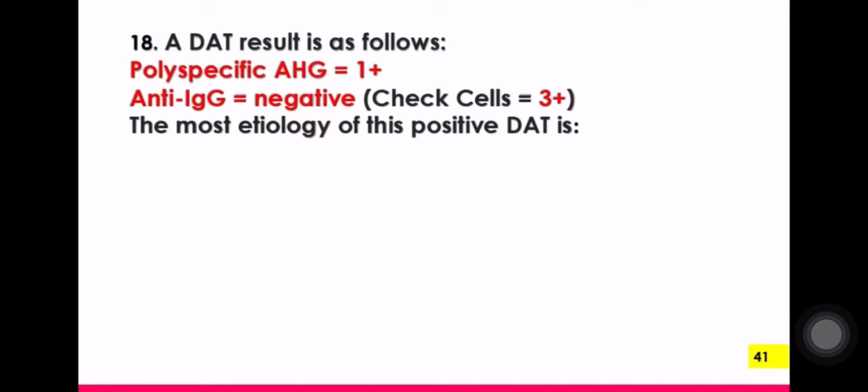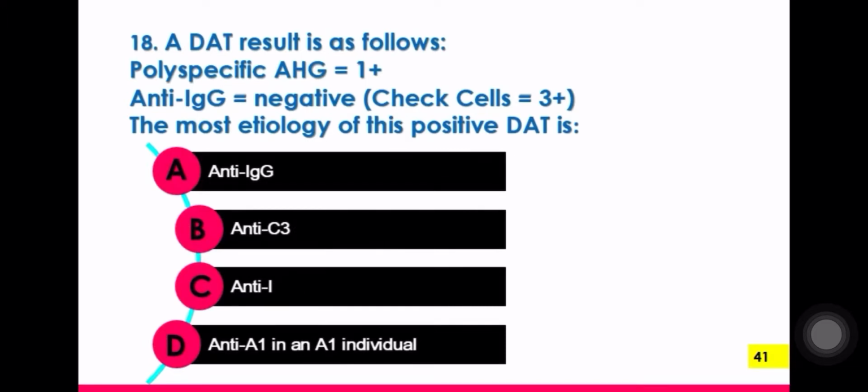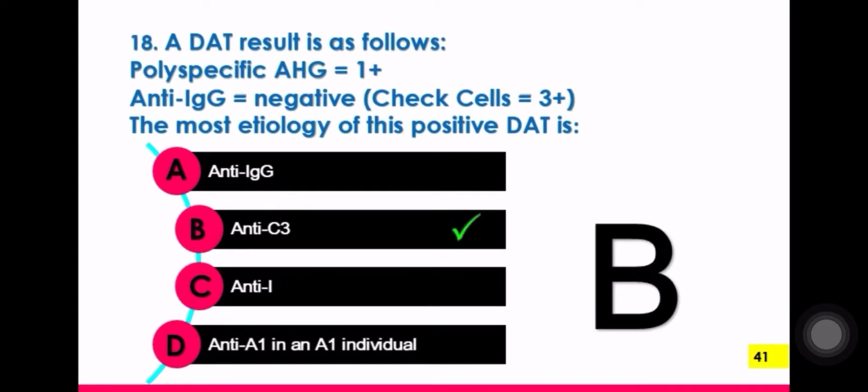For number 18, a DAT result is as follows. Polyspecific AHG is 1 plus, anti-IgG is negative, check cells po 3 plus. The most likely etiology of this positive DAT is, again, given the following DAT result: polyspecific AHG 1 plus, anti-IgG is negative. Choices: letter A, anti-IgG; B, anti-C3; or C, anti-I; or letter D, anti-A1 in an A1 individual. Okay, correct answer is letter B, anti-C3.